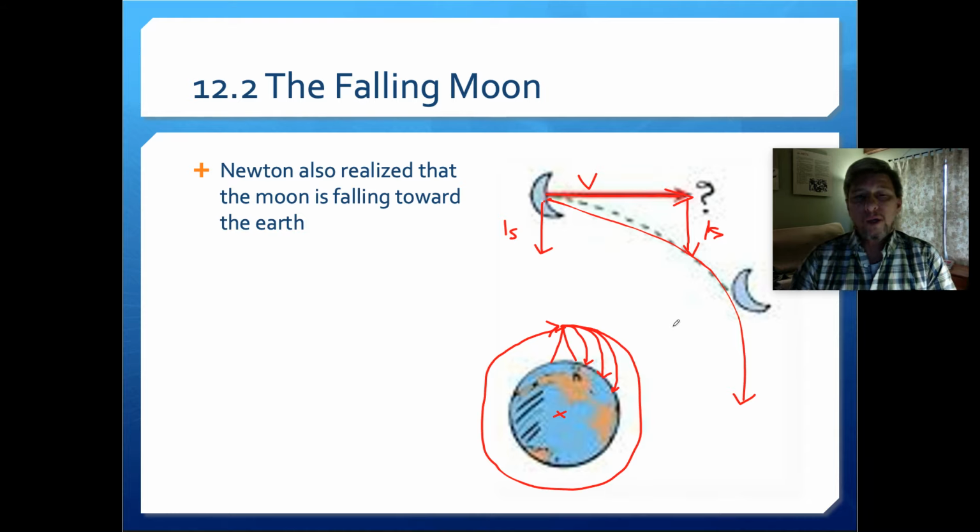So not only is the moon moving toward the center of the Earth, but at the same time, it's got this horizontal or tangential velocity that we see up here with this arrow. And so it's moving toward the right of your screen and downward at the same time, and it forms this little dotted line that is parabolic in nature. So not only is the moon falling toward the Earth, it's also moving in a path that is tangential to the Earth.